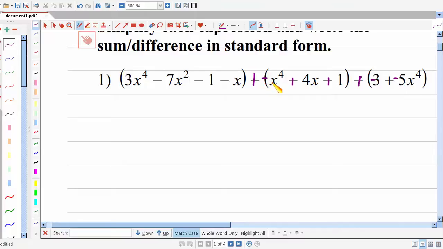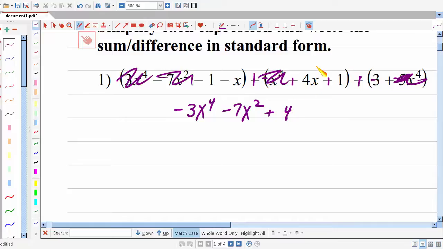So 3 minus 1 is 2 minus 5 is negative 3x to the fourth. And then I'm going to do minus 7x squared. And then I'm going to do, let's see, 4x minus x is 3x. And then minus 1 plus 1 minus 3 is minus 3.